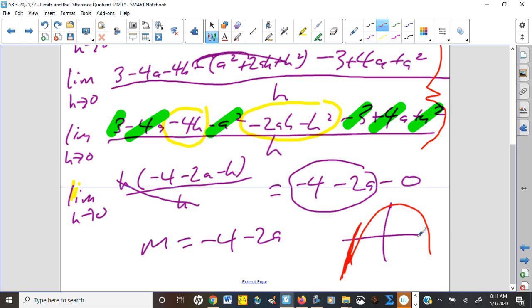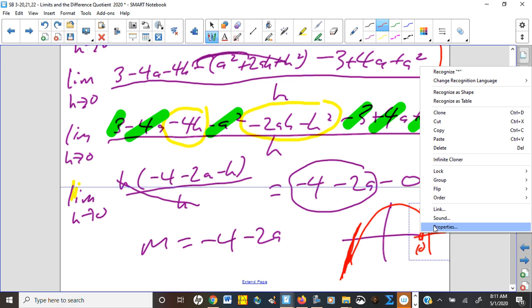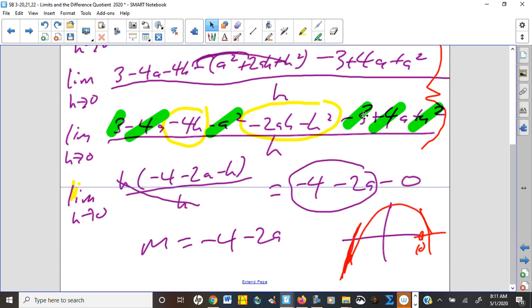If I wanted to know the tangent slope way over here at 10, well, it's probably going to be negative because we're decreasing at that point. And so once again, I'd plug a 10 in there, and negative 4 minus 20, right? 2 times 10 is 20, is negative 24. So I'd have a fairly steep tangent slope of negative 24.